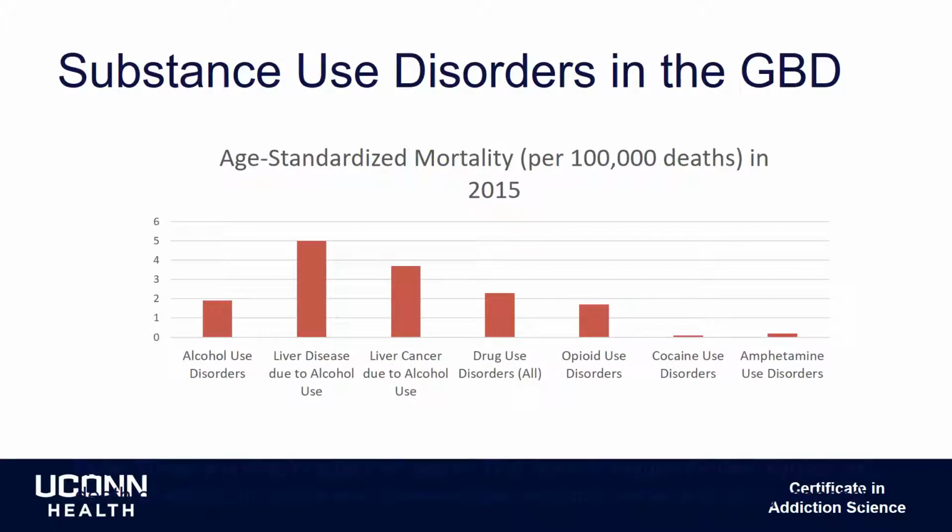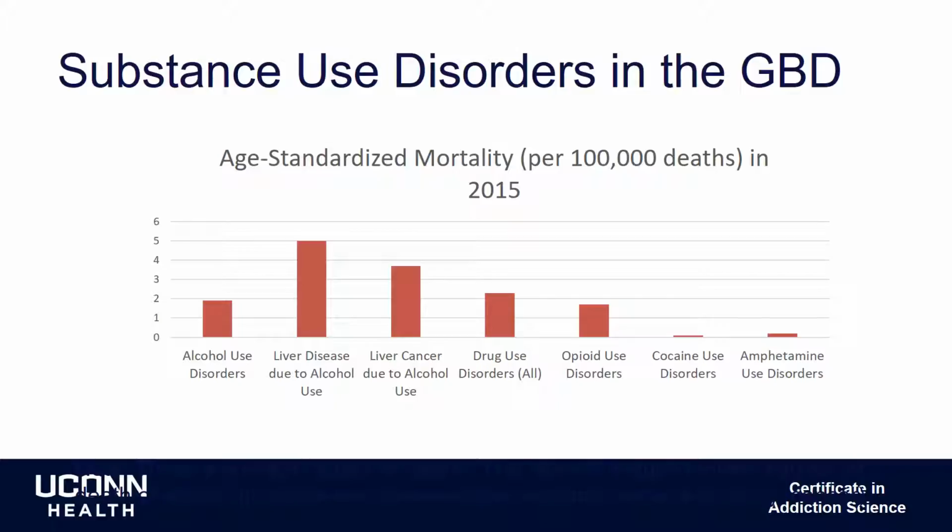So when we look at substance use disorders, we see that the age standardized mortality in 2015 was on the range of almost 0 to 5, for liver disease, based on what specifics you're looking at. And it's important to note that in this chart, this is death specifically due to the disorder itself. It's not those other related diseases that substance use can be the risk factor for, but death due to the substance use itself. So that's why we see a little bit higher rates for alcohol use, for instance. Liver disease due to alcohol use is higher than alcohol use disorder itself.